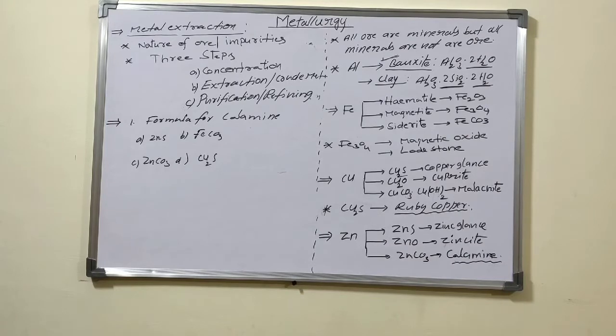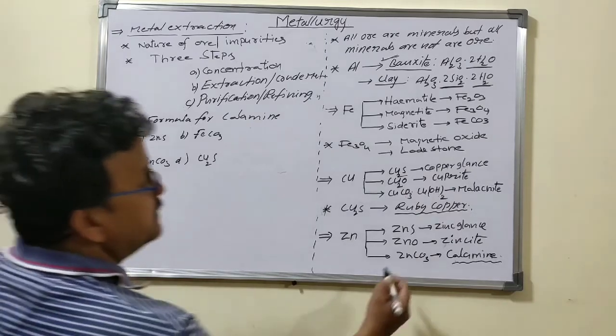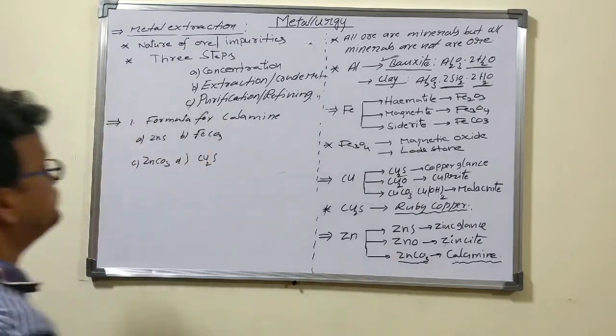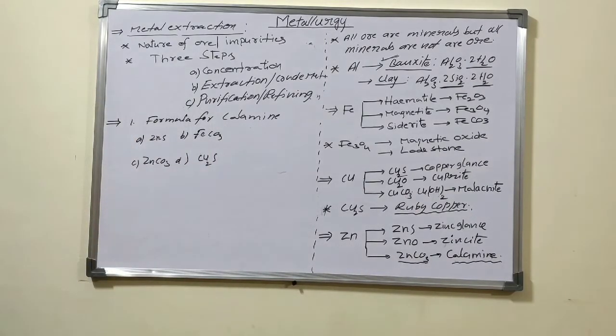First we have to remember which metal the calamine mineral belongs to. As I given here, calamine is a zinc mineral. So our answer is zinc carbonate, ZnCO3.